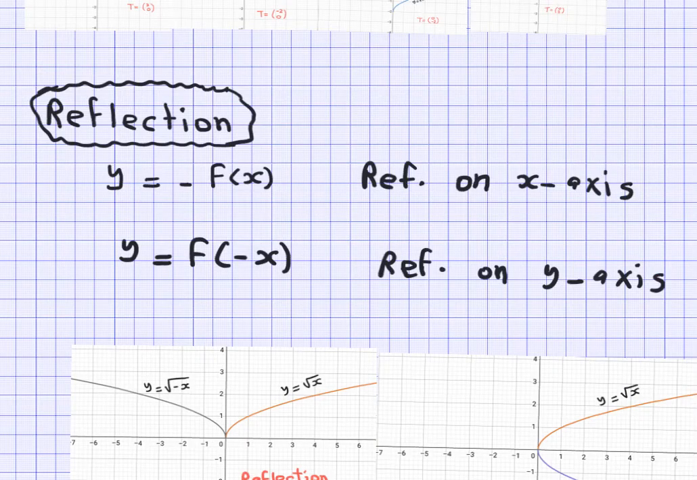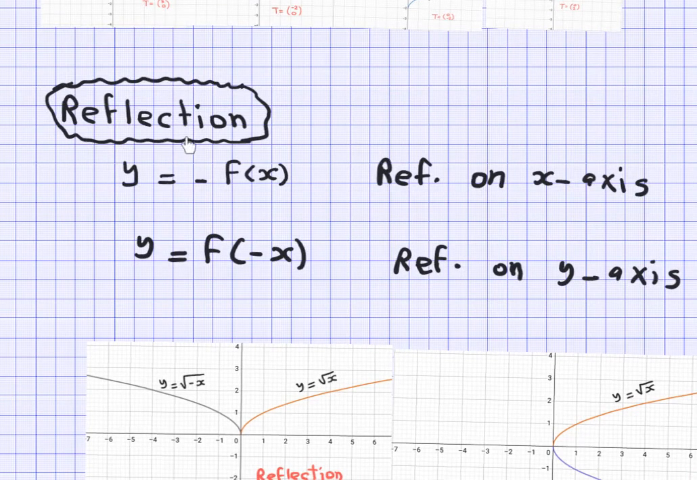The second type of transformation is reflection. We have reflection on the x-axis and reflection on the y-axis. If we have y equals negative f(x), this will be reflection on the x-axis. So if we multiply y by negative, this will be reflection on the x-axis. If we have y equals f(negative x), with negative x in brackets, this means reflection on the y-axis.